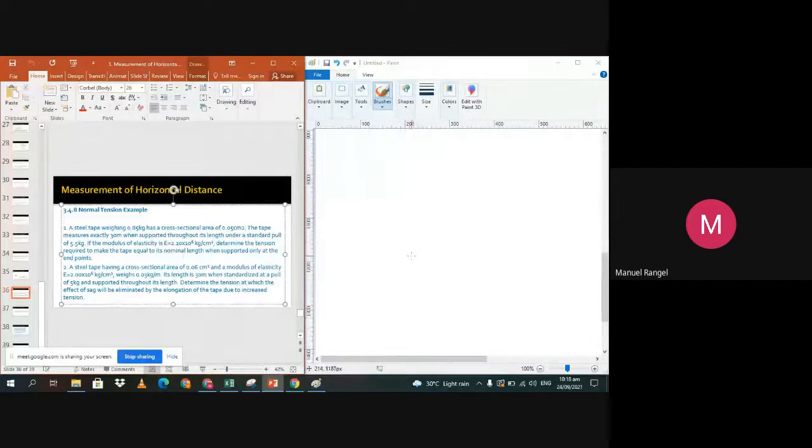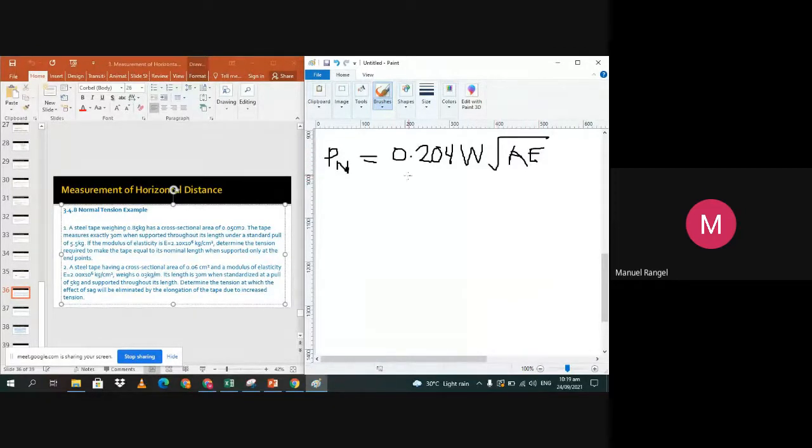So for the solution, what we need to do, the formula is Pn is equal to 0.204 times the total weight times the square root of the cross-sectional area times modulus of elasticity divided by the square root of Pn minus Ps.